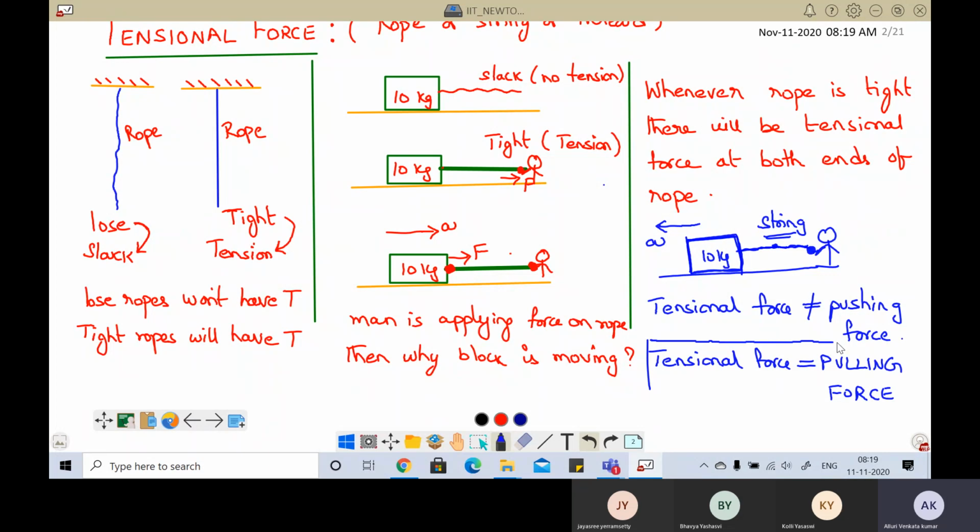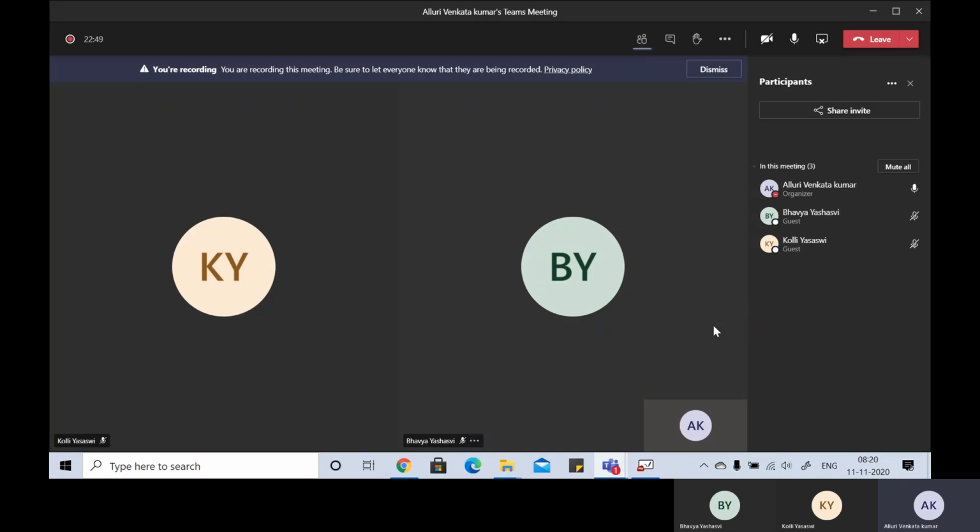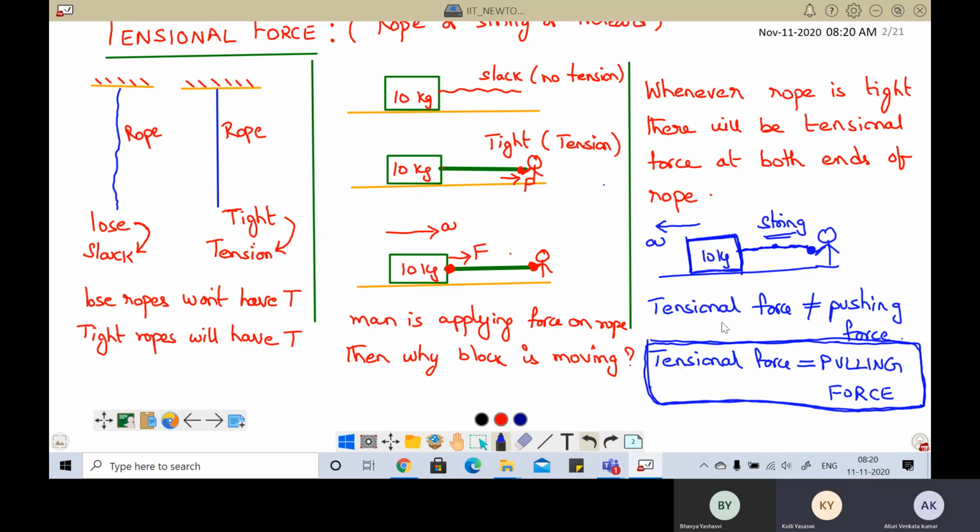Whereas normal reaction is what? Bhavya Yashasvi? Bhavya Yashasvi? She is not there. Okay, K Yashasvi, you tell me. Normal reaction force is a pushing force. Correct. That means it will push the bodies.